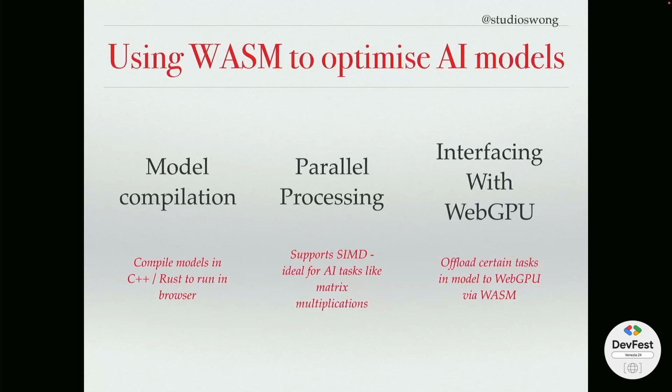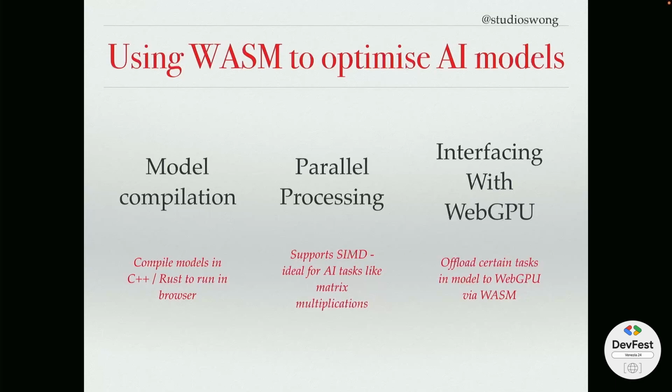So the main bit is model compilation. You can actually compile all these AI models or this AI pipeline, like tensor operations, model layers and all this, using languages like C++ or Rust, and then they can be optimized and be run through the browser, through Wasm.